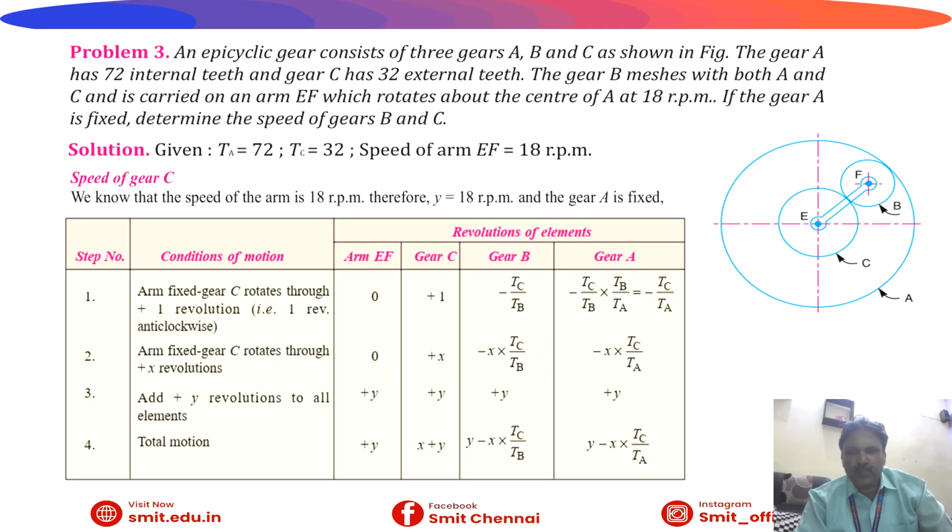Now this problem is a sun and planet variety problem. This type of problem has a small pinion rotating in the inner periphery of the gear.